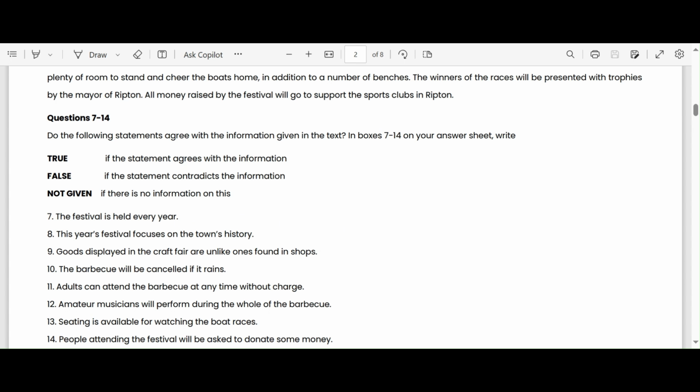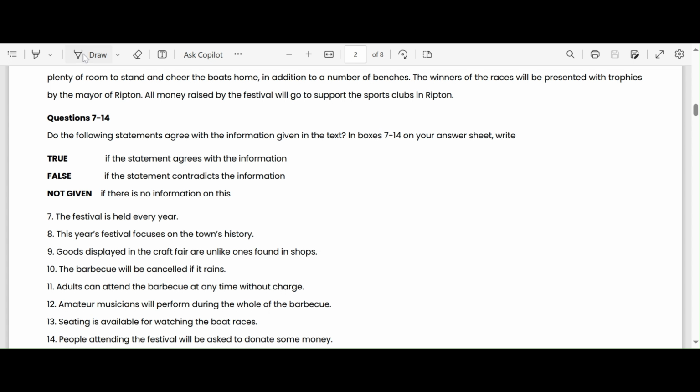Before that, the best way to solve this question is that first you look at the question, and then you start looking for the answer. When you look at the question first, you should have an idea of what the false version will be. Like the festival is held every year, that's true if it's the same thing. What will be false? The festival does not held every year, like after 2 years, 3 years, right? So let's see that.